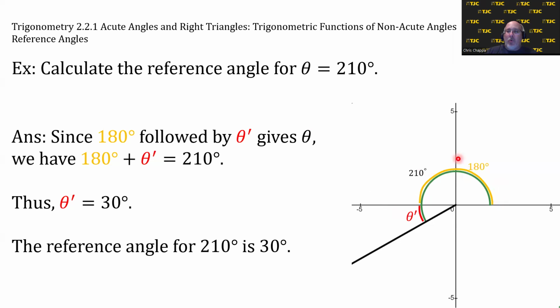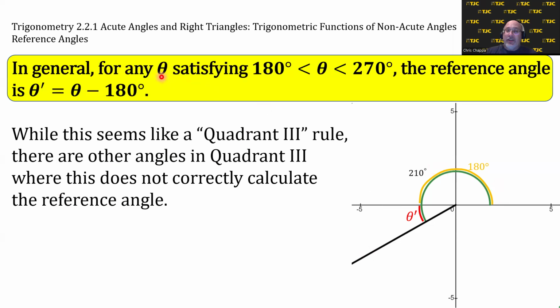Since the top semicircle, 180 degrees, followed by theta prime in red, gives all of theta, 210 degrees, we have 180 degrees plus theta prime equals 210 degrees. Subtract 180 from both sides to get a 30-degree reference angle. The reference angle for 210 degrees is 30 degrees. And in general, for any angle theta between 180 and 270, the reference angle is theta minus 180. Again, this seems like a quadrant 3 rule, but there are other angles in quadrant 3 where this rule doesn't work. It's the range between 180 and 270 where this rule applies.